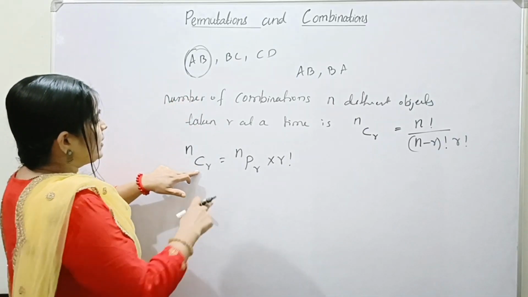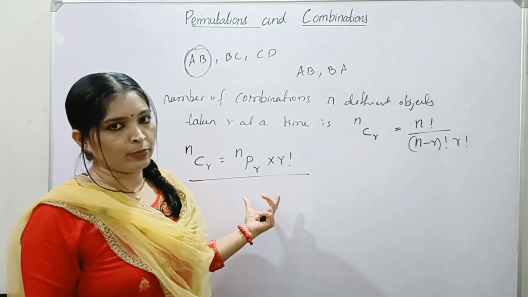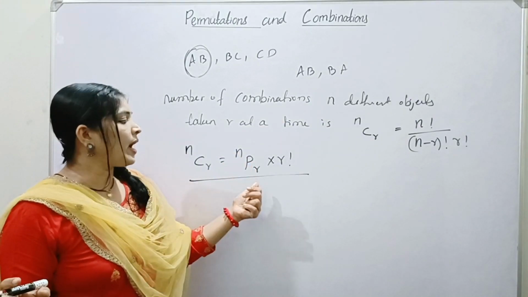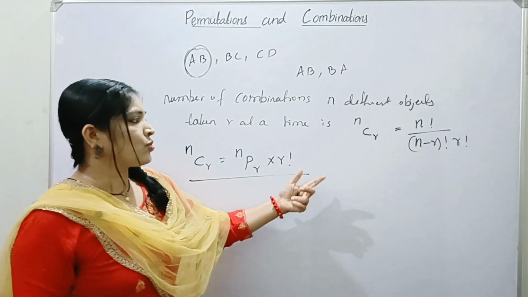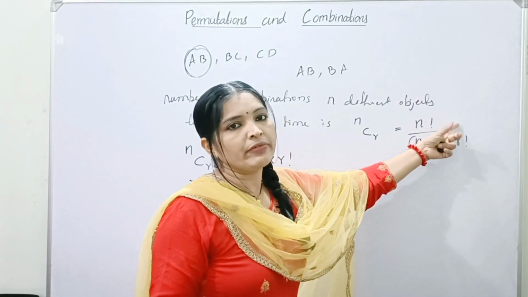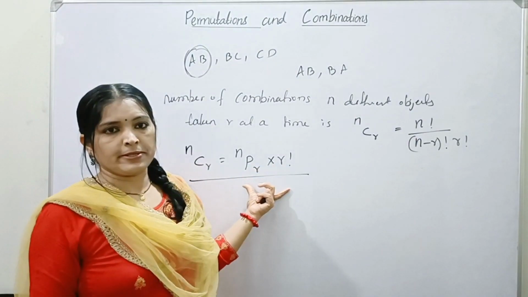So here the formula is a relationship between combinations and permutations for n different objects. nCr is equal to nPr divided by r factorial. So from the formula itself we can say, if we multiply r factorial here, we will get the same thing, nPr, isn't it? But how does it come?